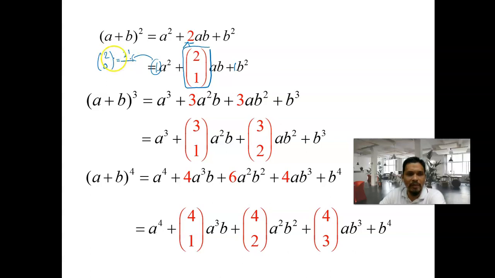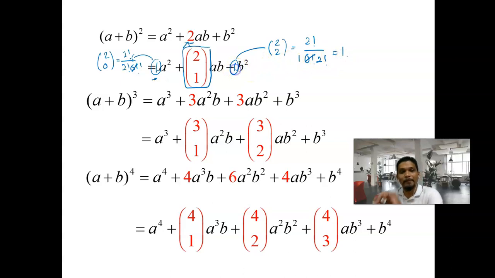2 factorial divided by 2 minus 0, which is 2 factorial, and 0 factorial. 0 factorial equals 1. So 2 factorial divided by 2 factorial, yes, it is equal to 1. What about this? Do we have the nCr notation for this? It is 2 and 2. So 2 factorial divided by 2 minus 2, which is 0 factorial, and r, which is 2 factorial. 0 factorial equals 1. So 2 factorial divided by 2 factorial, again 1 here.